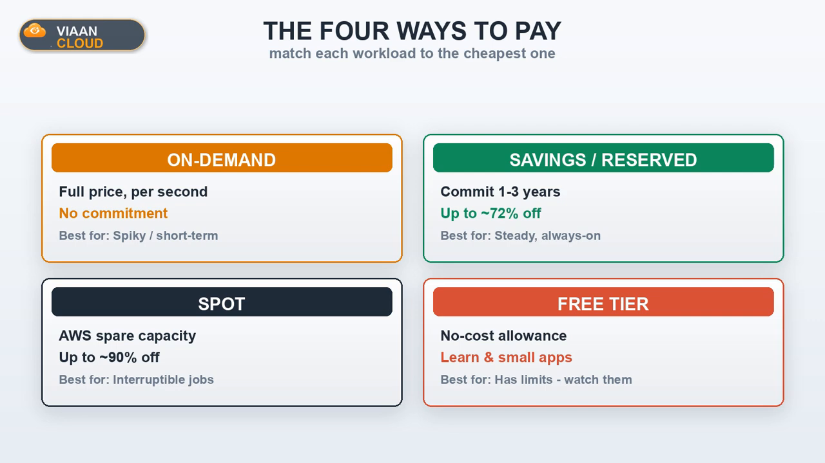And 4. The free tier, a genuine no-cost allowance for learning in small projects. The skill is matching each workload to the cheapest model it can safely tolerate.